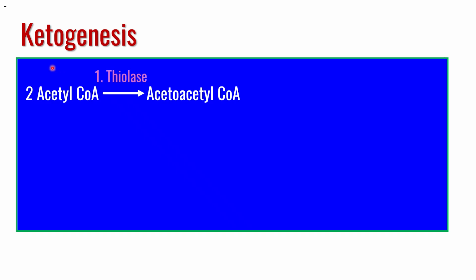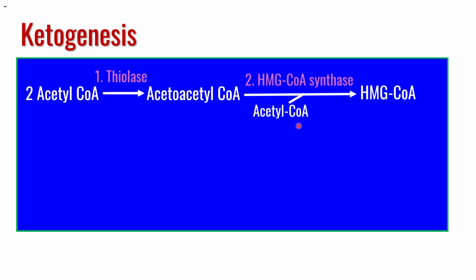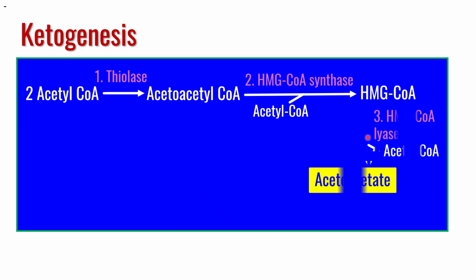The first step is condensation of 2 acetyl-CoA molecules by thiolase forming acetoacetyl-CoA. Acetoacetyl-CoA further condenses with a third acetyl-CoA molecule in presence of HMG-CoA synthase forming HMG-CoA. This enzyme is the rate limiting regulatory enzyme, a very important step. So HMG-CoA is subsequently converted into the primary ketone body called acetoacetate.